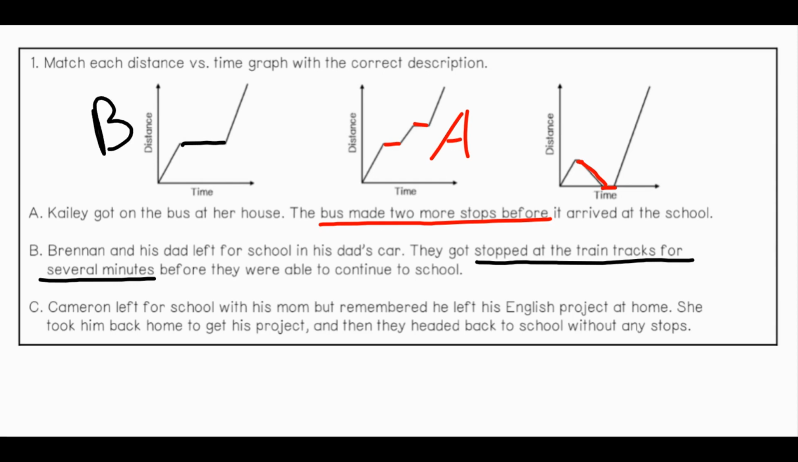And then my third graph, C, Cameron left for school with his mom, but remembered he'd left his English project back at home. She took him back to get his project, and then they headed back to school without any stops. So again, in my third graph, like we talked about, I had 1 stop because they forgot the project. They went back home, and then they stopped at home to get the project, and then they increased back to school. So this third graph would have to be C then.